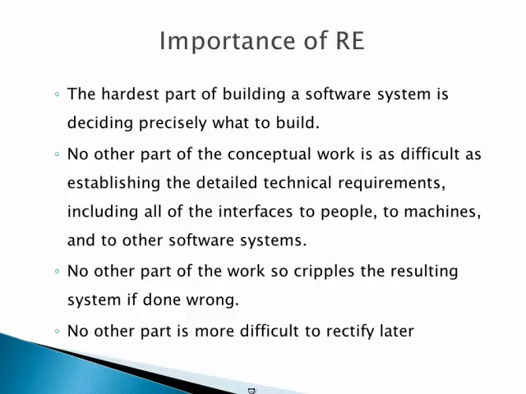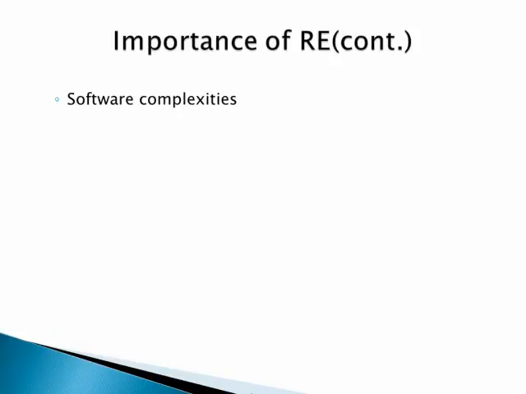It means that if we make some mistake in the software requirement and specification phase, it would be very difficult and expensive to remove this mistake in later stages of software development. The importance of software requirement engineering increases with the increase of software project complexities. यानी जितनी software projects complex होते जाते हैं उतनी ही requirement engineering की importance बढ़ती है.